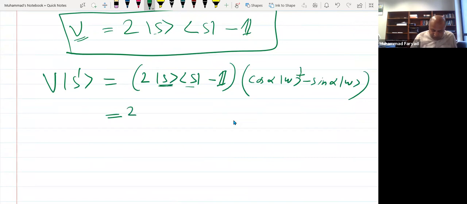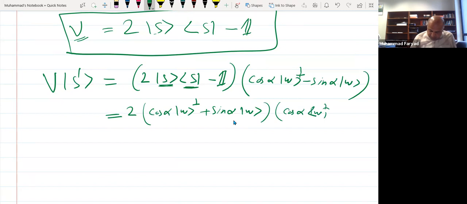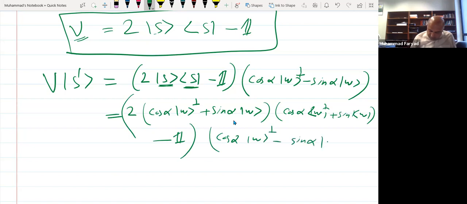Now I have to also substitute for S. So 2, and this S is cos alpha W perpendicular plus sin alpha W, and this S bra is cos alpha W perpendicular bra plus sin alpha W as it is, and then minus identity into cos alpha W perpendicular minus sine alpha W.